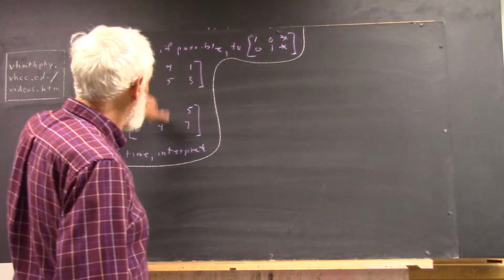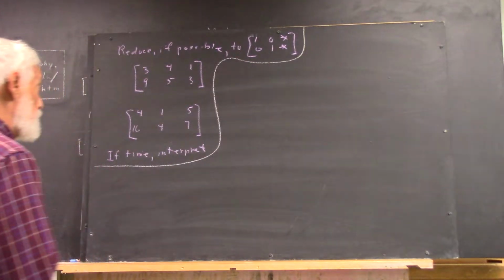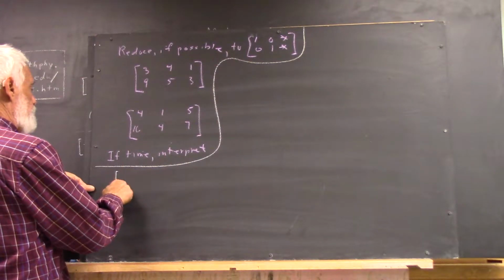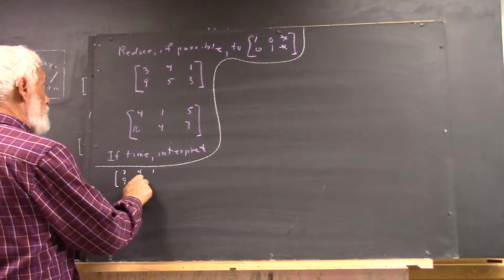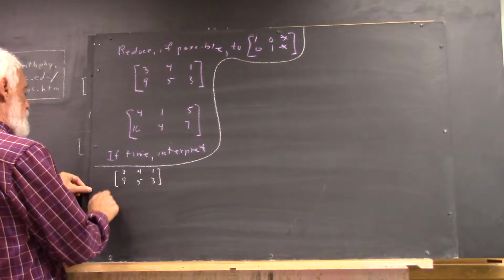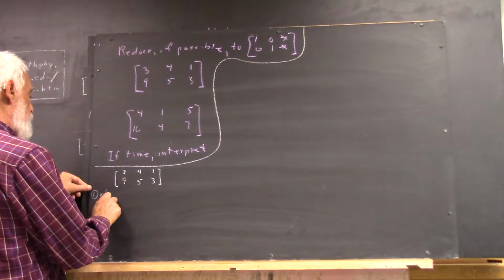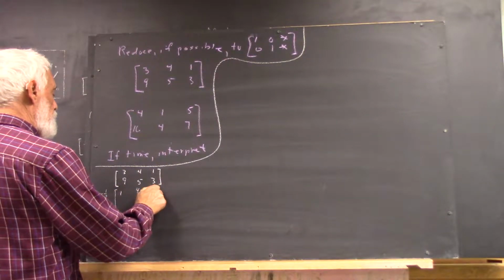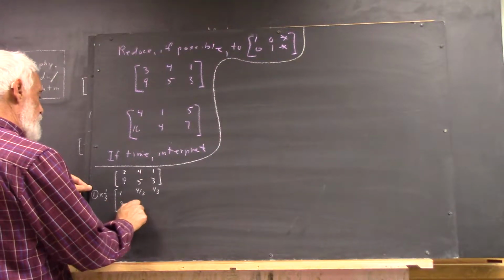Okay, we want to reduce each of these, if possible, to this form. Turns out I think one of them is possible, one of them can't be reduced to that form. So we start with 3, 4, 1, 9, 5, 3. And then we multiply the first row by 1/3, and we get 1, 4/3, 1/3. And we leave the second row unchanged.